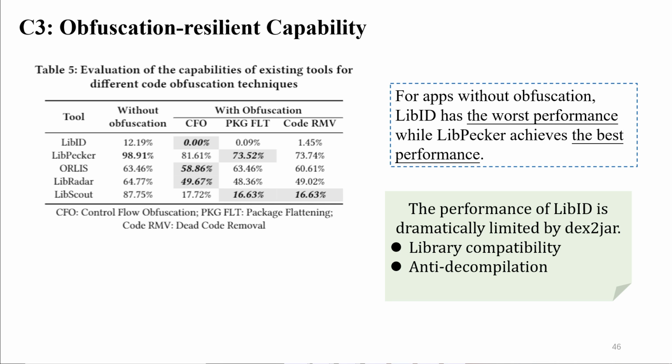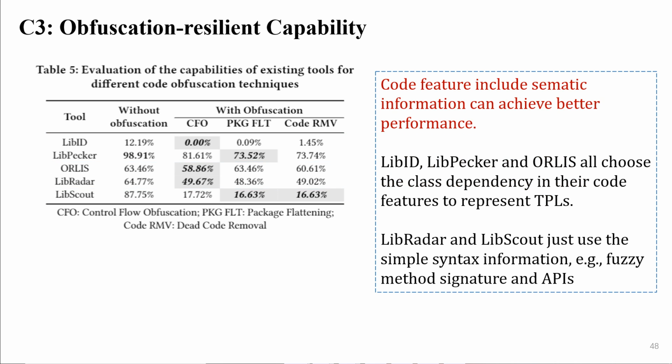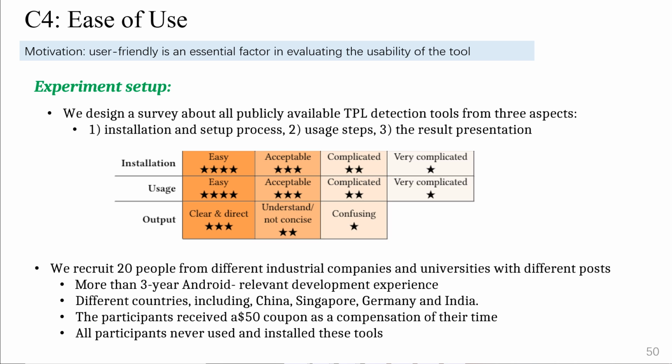From the second experiment, we can say LibPecker achieves the best performance among existing tools. That is because feature granularity can also affect the obfuscation capabilities. And the code feature that includes semantic information can achieve better performance. Here we can find, except Aurelians, all tools depend on the package structure. Therefore, the detection rate keeps the same here.